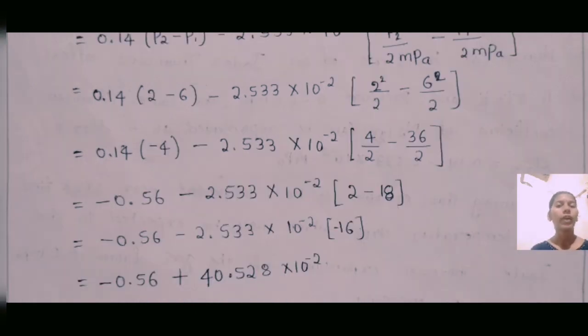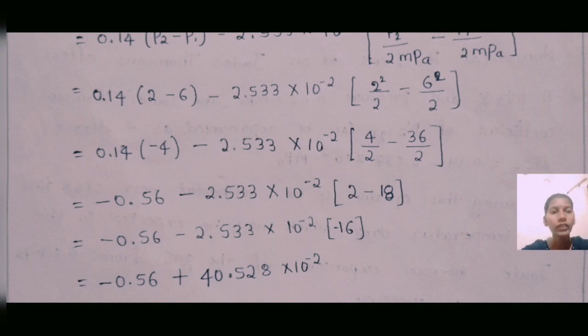0.14 (minus 4) minus 2.533 into 10 raised to minus 2 (4 divided by 2 minus 36 divided by 2) is equal to multiplication of 0.14 and minus 4, which is equal to minus 0.56. So minus 0.56 minus 2.533 into 10 raised to minus 2 (2 minus 18) is equal to minus 0.56 minus 2.533 into 10 raised to minus 2 into minus 16.